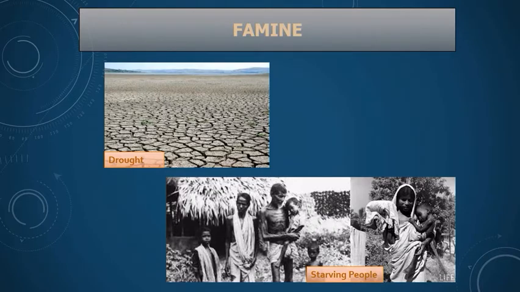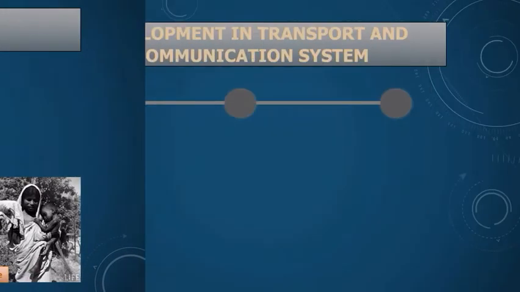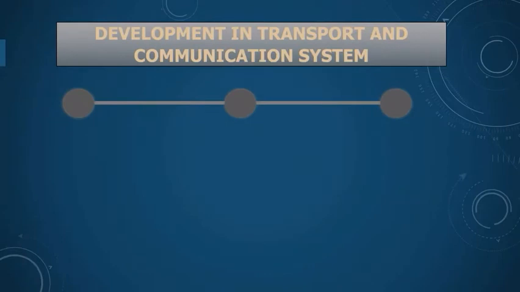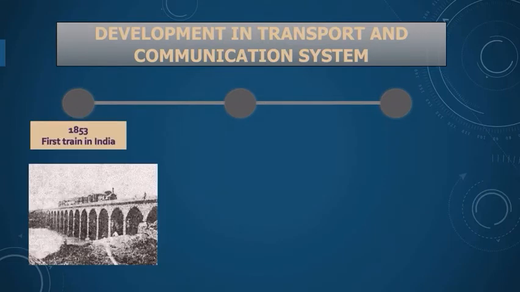Let us know about the developments that had taken place in the field of transport and communication. For the smooth business and administration, the British developed modern facilities like transport and communication in India. You all will be surprised to know that the railway service was started by the British in India. The first railway ran on the route of Mumbai to Thane in 1853.